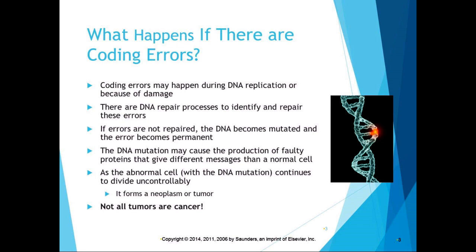So as the abnormal cell with the DNA mutation continues to divide uncontrollably, it can form a neoplasm or a tumor. So not all tumors are cancer. Any new growth is called a neoplasm, neo meaning new and plasm meaning growth. So you might have a tumor that's not cancerous, and we'll talk about the distinction.